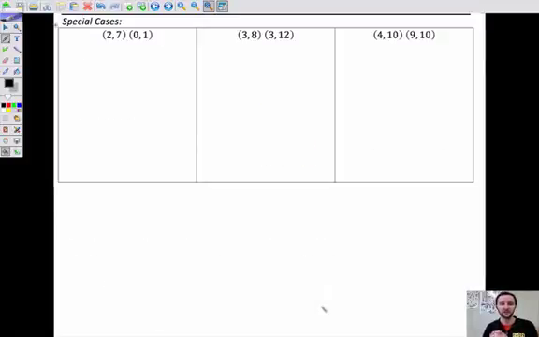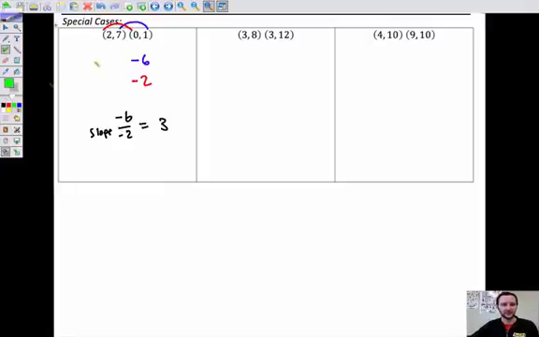We'll look at some special cases here. This first special case, we've got the points (2, 7) and (0, 1). Here's our y coordinates. Here's our x coordinates. The change in y here is -6. The change in x is -2, which means that -6 over -2 is the slope, which is just equal to +3. A negative divided by a negative is positive. So we have a slope of 3.